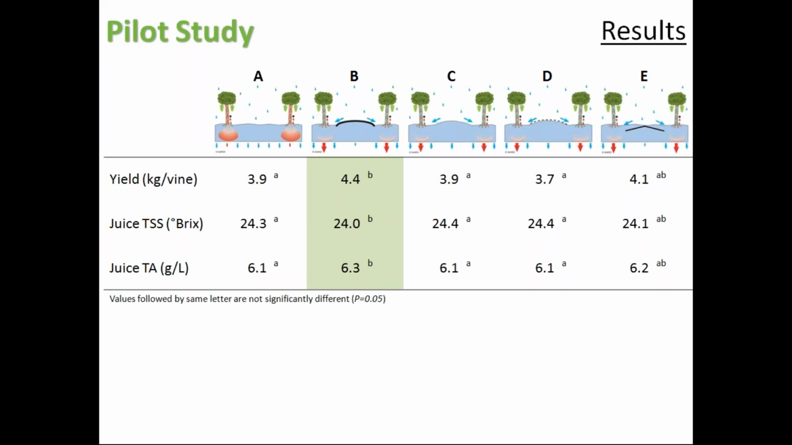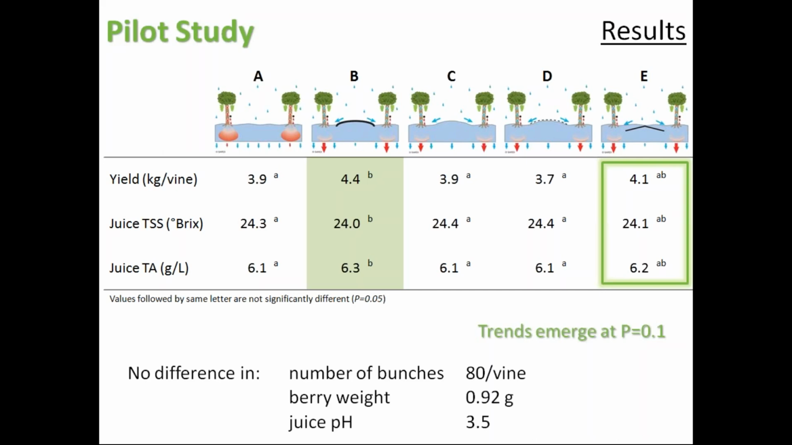And that higher yield translated into a lower sugar level and a higher acid come harvest. Again, treatment E, when we reduced the sensitivity, showed that it was also heading in the same direction. And these responses came despite no differences in the number of bunches across all the treatments, and no difference in the individual berry weight. So something's going on at treatment B at the flowering and fruit set stage where we're able to hold on to more berries per bunch.